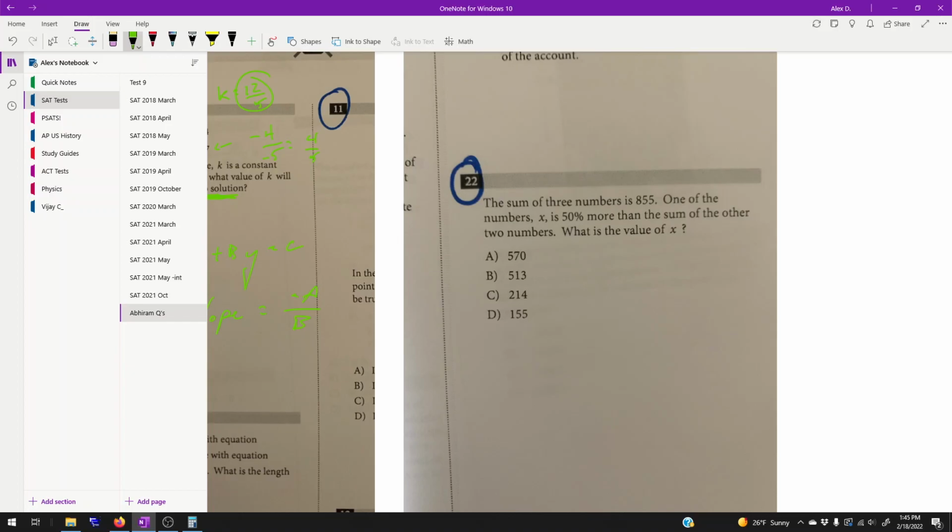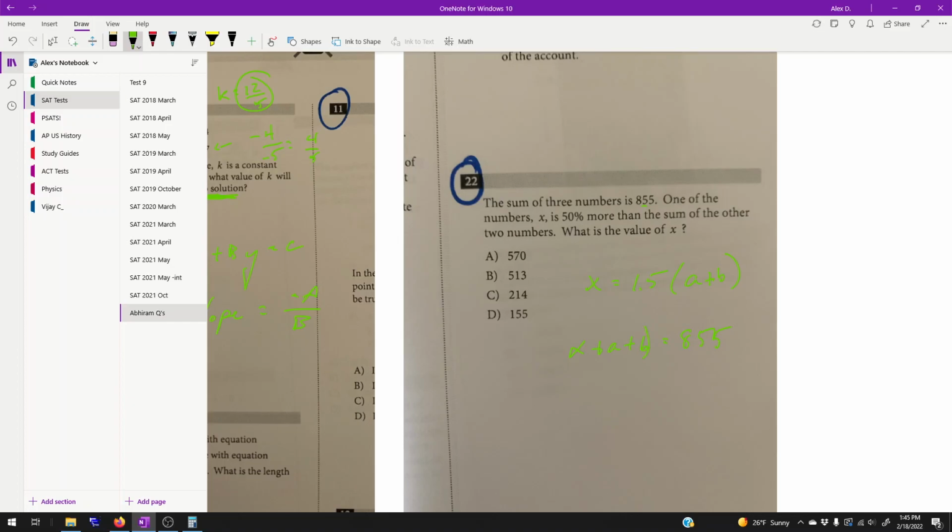The sum of three numbers is 855, so okay, they tell us one of the numbers is x, 50% more than the sum of the other two numbers. So x is equal to 1.5 times the sum of the other two. Let's call them a and b. It doesn't matter what you call them. So the sum of x, a, and b is equal to 855. X is 50% more than the other two.